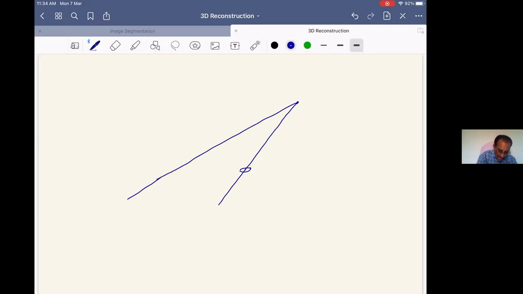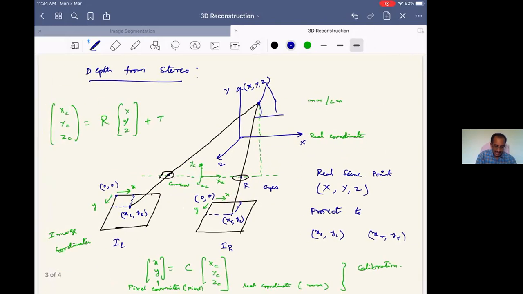Okay, so we will see now mathematically. As we mentioned, both are on the same horizontal line. We assume that both left and right cameras are on the same horizontal line for simplicity. Later we will see what will happen if they are not on the same horizontal line. So assume that this is the left camera and this is the right camera. When they are on the horizontal line, XL, YL can be anything, XR, YR can be anything.